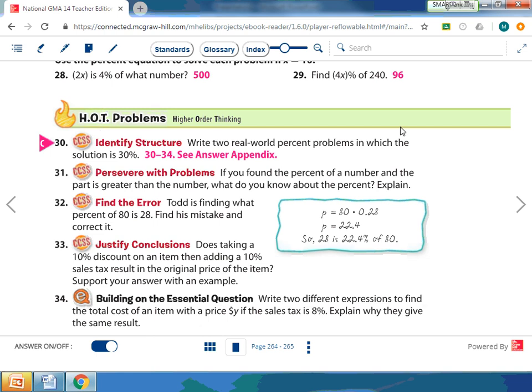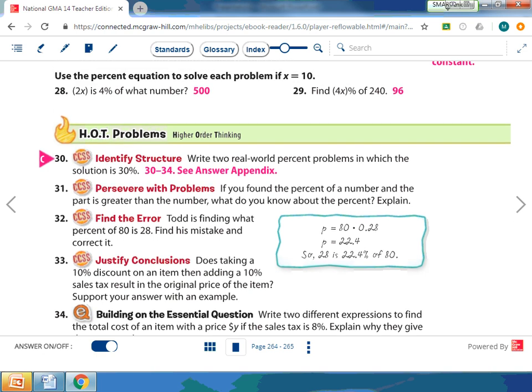So 28, the correct answer is 529. I give you 29? Yeah, 29 should have been 96. So the question says 2x, the quantity, is 4% of what number? It says use the percent equation to solve if each problem has a value of x equals 10. Well, I don't know how many of you did this, but I would recommend this. This number here, this expression 2x, is the part, because it says this is 4% of what number, the whole amount.